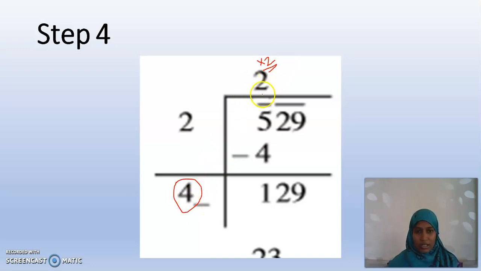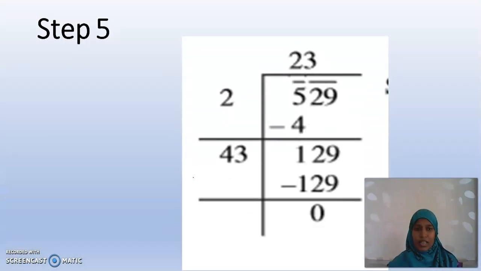I will recall this step again. Whatever is there in the quotient, multiply by 2 and place it here. Is it clear? This quotient number you will bring here. Am I clear? Okay. Now shall we move to the next step?